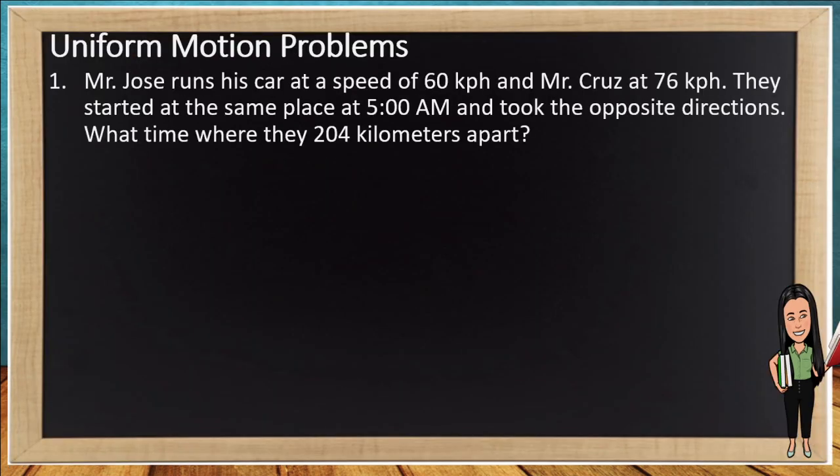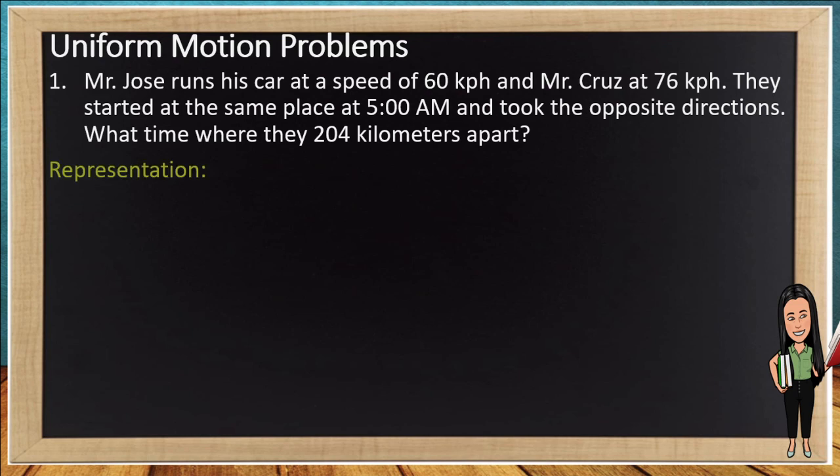Let's have some examples. Mr. Jose runs his car at a speed of 60 kilometers per hour and Mr. Cruz at 76 kilometers per hour. They started at the same place at 5 a.m. and took the opposite directions. What time were they 204 kilometers apart?